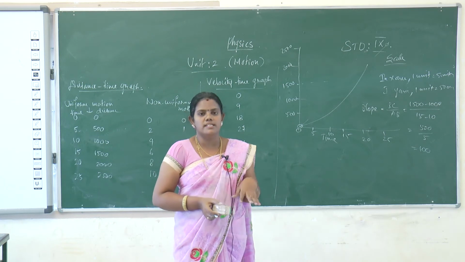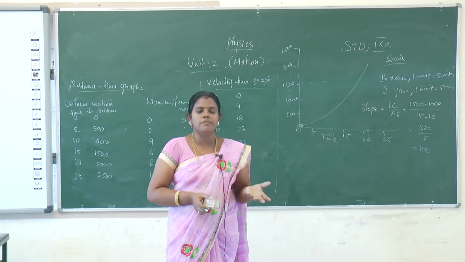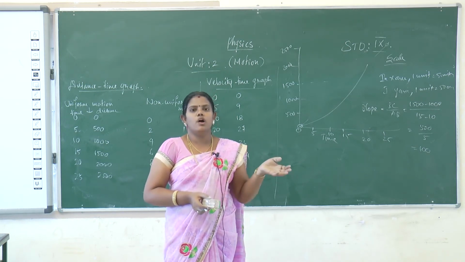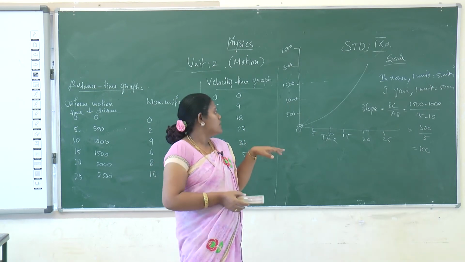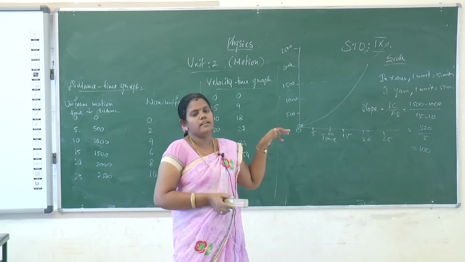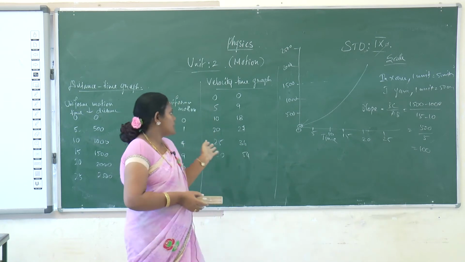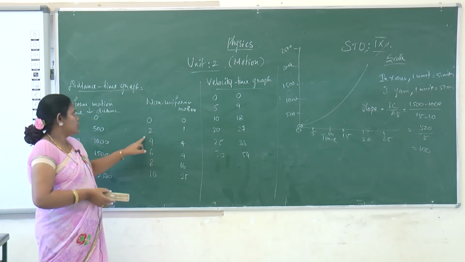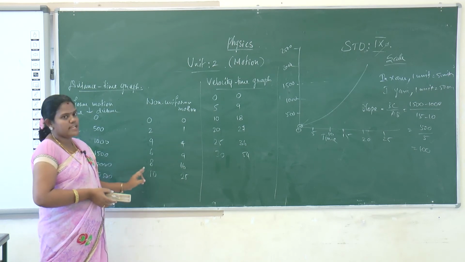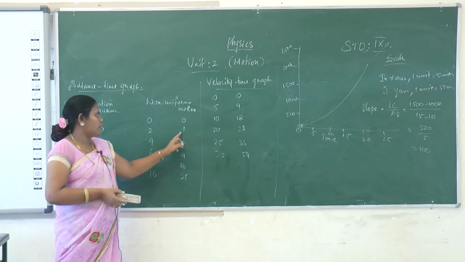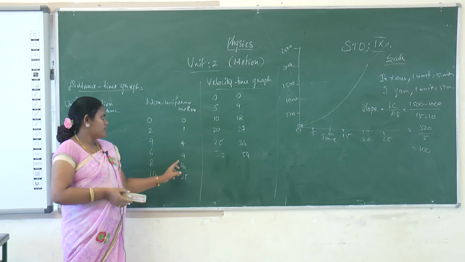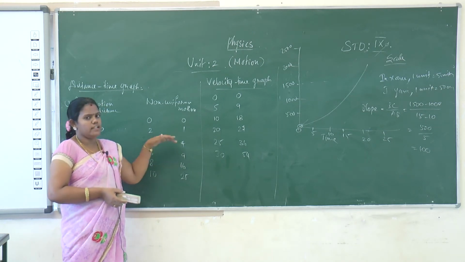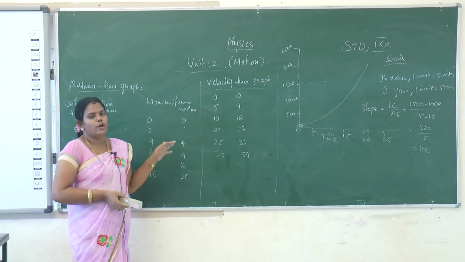Uniform motion covers equal distances in equal intervals of time, so you get a straight line. But in non-uniform motion, you don't get a straight line; it will be a parabolic curve. Note down the distance and time: 0, 2, 4, 6, 8 on one side, and on the other side 1, 3, 5, 7. So it increases unequally. That is called non-uniform motion.